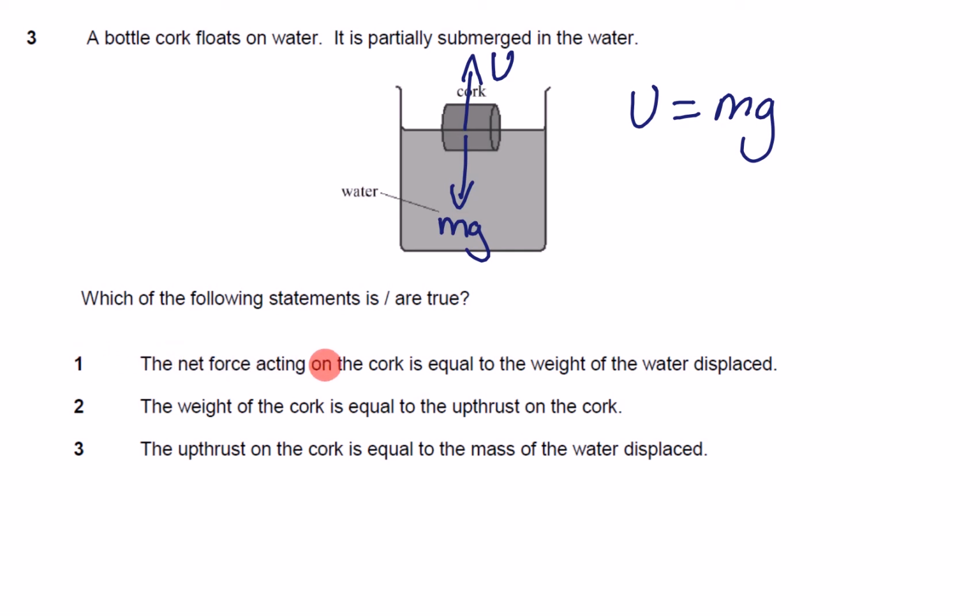Statement 1, the net force acting on the cork is equal to the weight of the water displaced. Well, that can't be true, because if there was a net force, then this object would be accelerating, but it's not, it's in equilibrium. So the net force is 0, and clearly the cork probably doesn't have much weight, but it does have some weight. Let's move on to number 2. Number 1 is not true. Let's have a look at number 2.